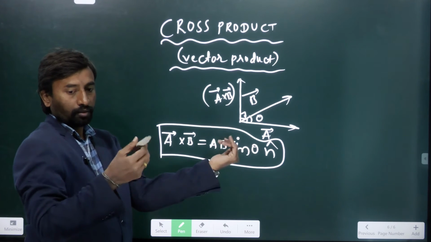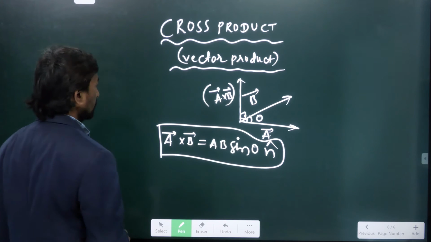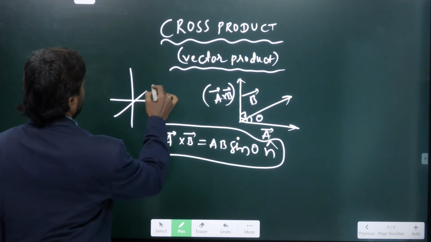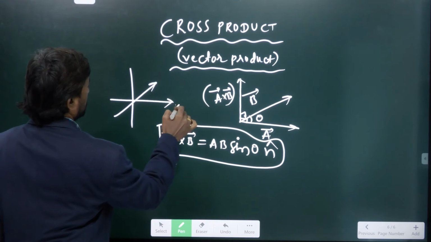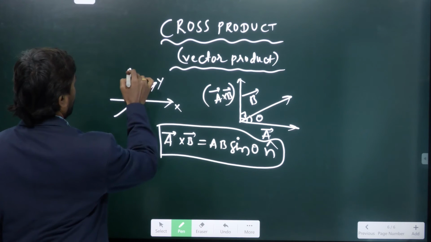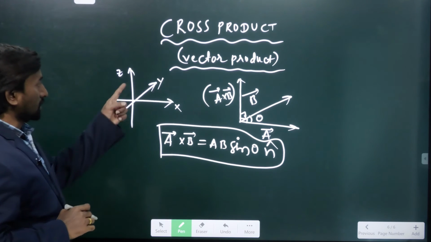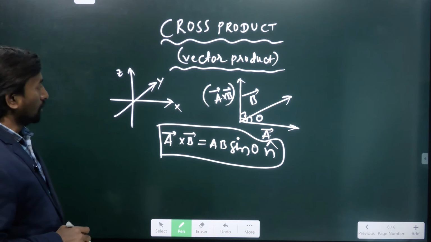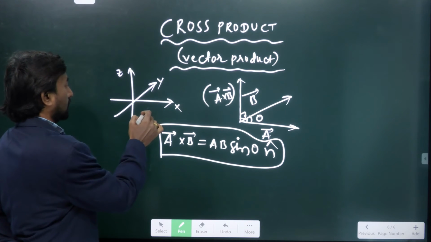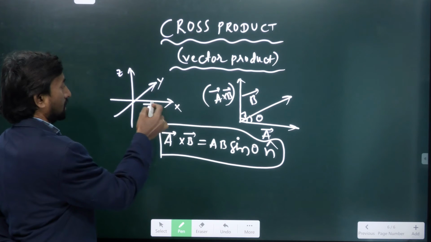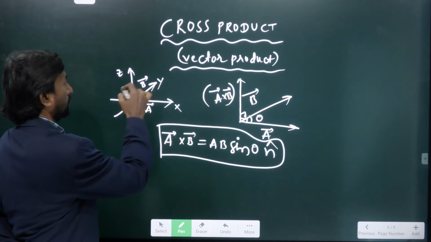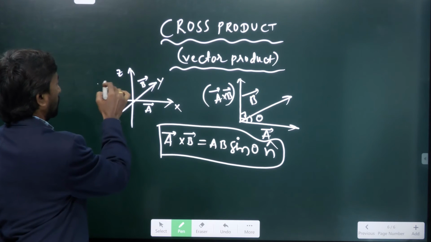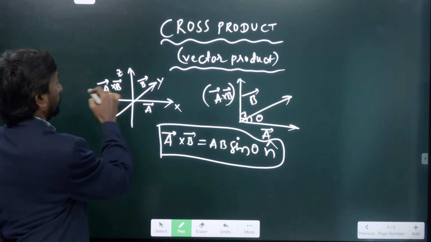It is like the xy plane. We have seen it in the coordinate system. We consider this the x-axis, this the y-axis, and this the z-axis. This z-axis will be perpendicular to both the x-axis and the y-axis. Now, if a bar is a vector along x and b bar is a vector along y, then along the z-axis we will get a bar cross b bar.